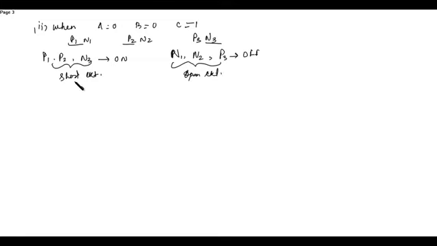Now P1 and P2 were in parallel and short circuited. So this is in parallel, this is P1, this is P2. They're in parallel and short circuited, while P3 is open circuited. Then N1, N2, they are open circuited.